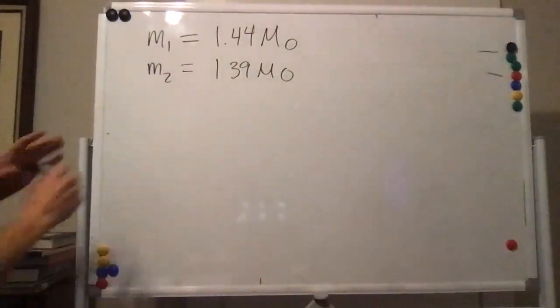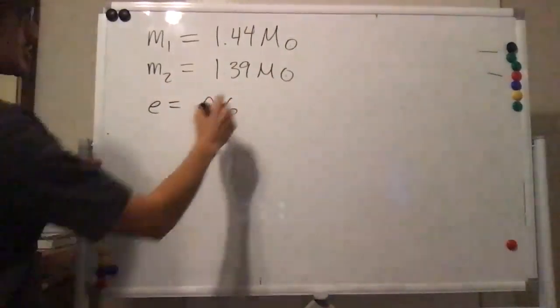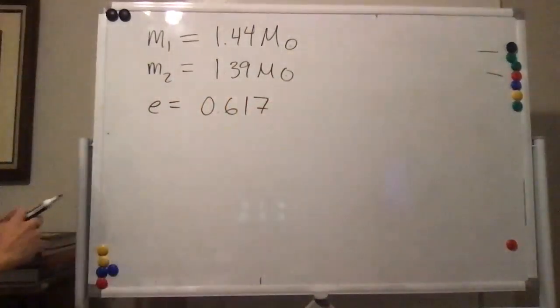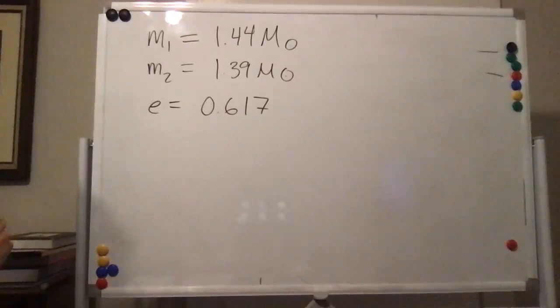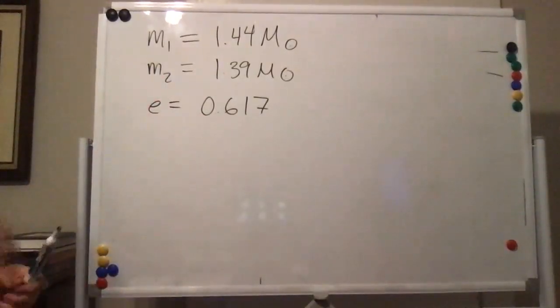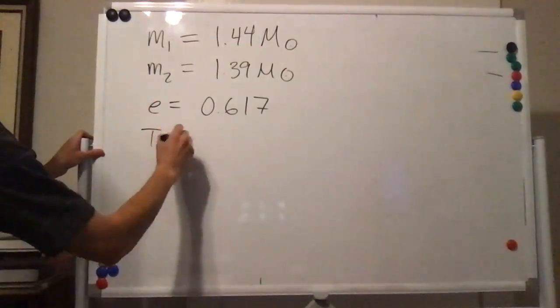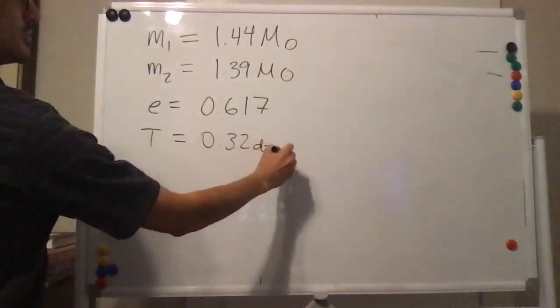The eccentricity of the system is 0.617. So is this a young system or an old system? Pretty young, right? The eccentricity is really high. So they still have a lot of energy that they can radiate out. So the period is 0.32 days. So like 8 hours.